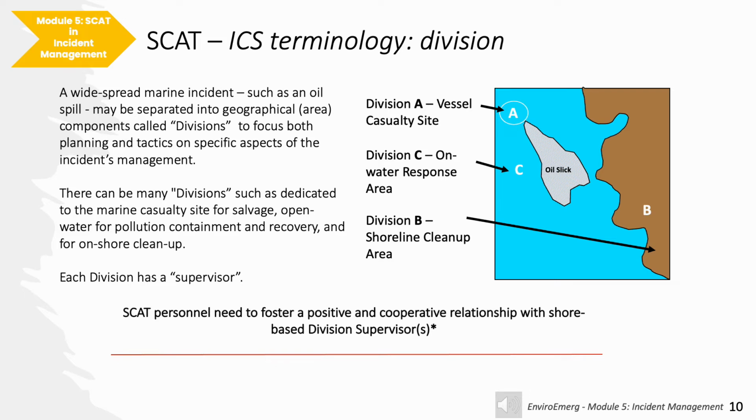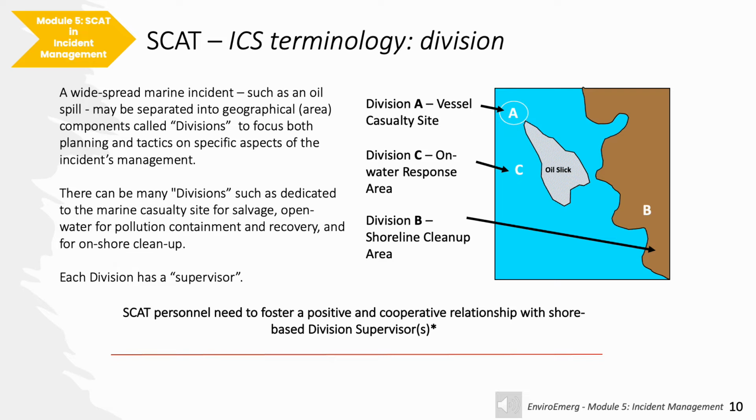There is a very important step in the ICS process done by operations at the onset of a large marine oil spill. That is to establish geospatial divisions. Divisions ensure operations is more task-focused, such as dealing with a vessel casualty during salvage and containment, on-water oil recovery, as well as shore-based operations. Divisions help ensure span of control, where a division supervisor is not overwhelmed by too many people reporting to him or her.